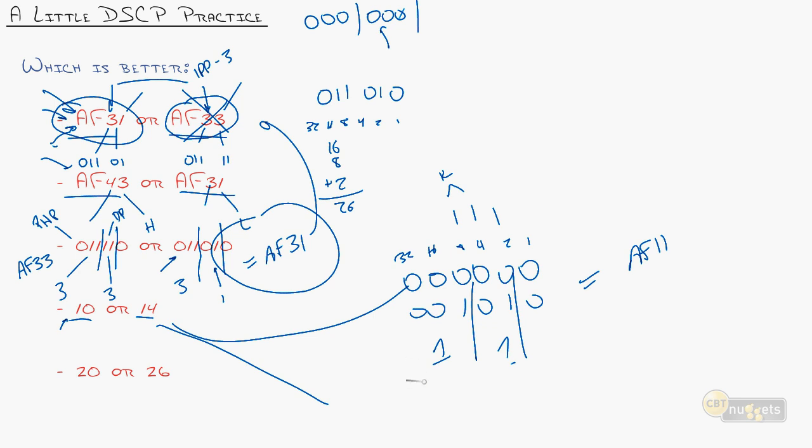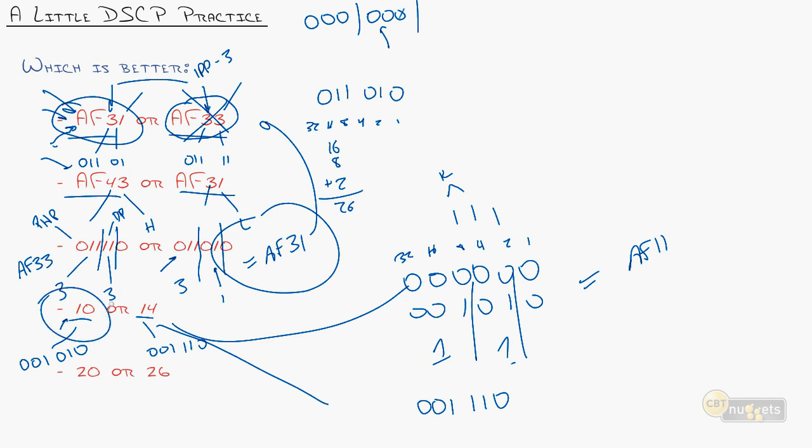So our value becomes 0, 0, 1, 1, 1, 0. Right? So 10, did I write that out? So 10 is 0, 0, 1, 0, 1, 0. This one's 0, 1. So which is better, 10 or 14? 0, 0, 1, 1, 1, 0. In this case, 10 is.